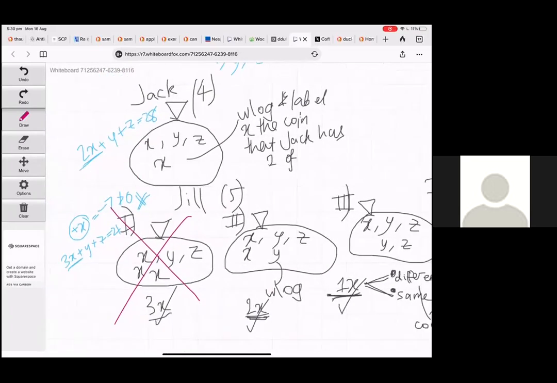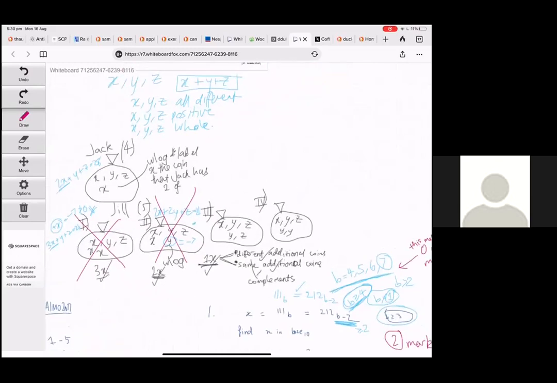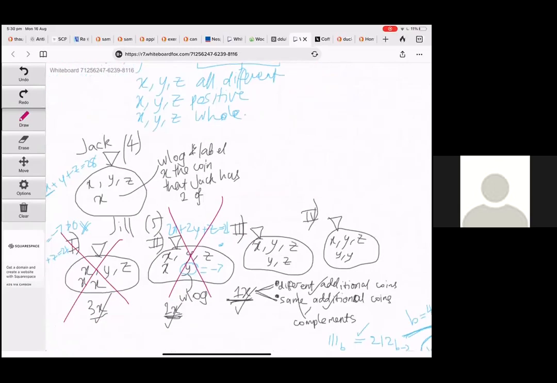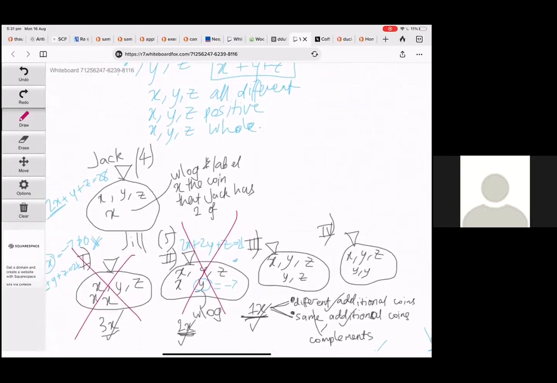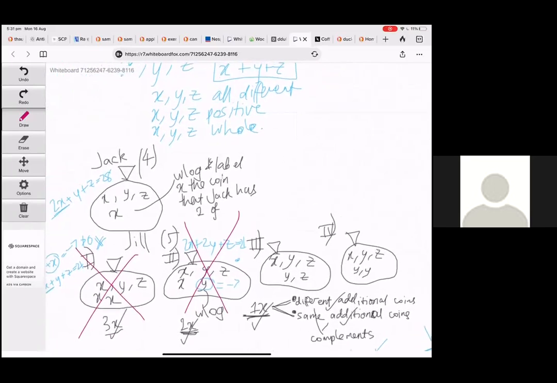Case 2 goes very similarly. We're saying that there's 2x plus 2y plus z equaling 21. But since the only difference between this case and Jack's bag is the additional y, then that means y is -7. And that's also a contradiction. And then there's case 3, which is a little bit more subtle. So let's see what this means.